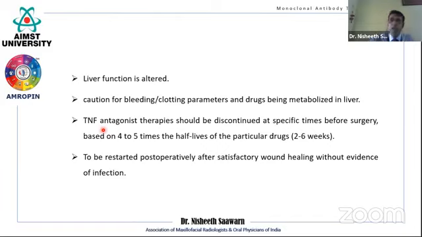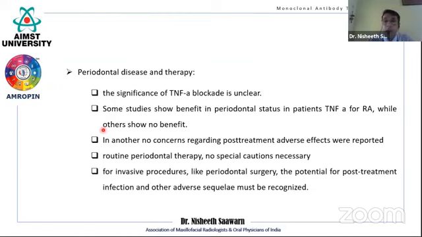If we are doing periodontal therapy, again, there is some controversy here. Some people say that when we give monoclonal antibodies for rheumatoid arthritis, it benefits the periodontium more than the arthritis, so the periodontal status improves in those patients, while some other studies say that nothing like that has happened and no such benefit has been reported. Nevertheless, if it improves, well and good; it does not cause any harm to the periodontal status. There are no other concerns regarding post-treatment adverse effects in periodontal therapy. But when we are doing periodontal surgery, we have to take all the cautions that I have already described.